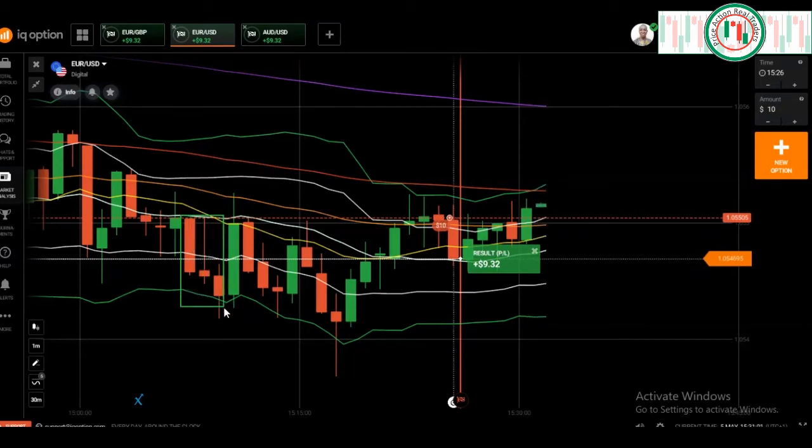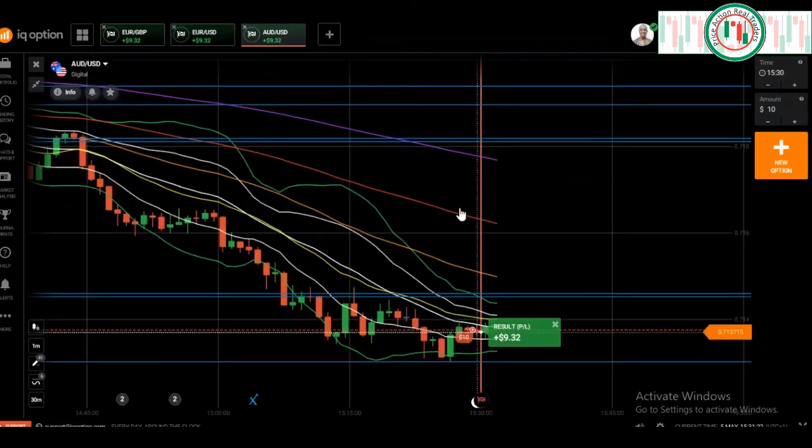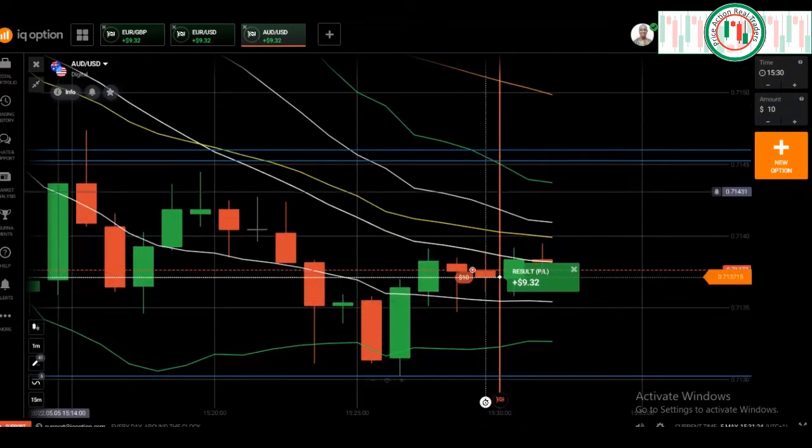You see engulfing here, another engulfing here, another engulfing here. Then the market closes at this zone. Then you see weak sellers at the zone. Then you should expect strong sellers at the zone. Very simple. And the last trade is here.